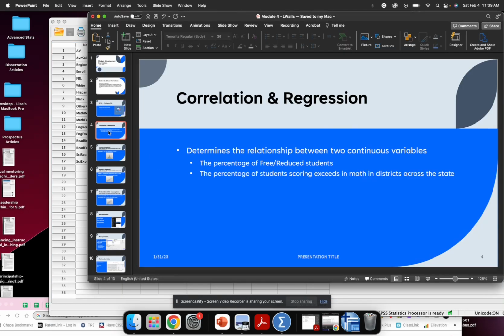So we're using the correlation and regression test. This determines the relationship between two continuous variables. And our variables that we're looking at today are the percentage of free reduced students and the percentage of students scoring exceeds in math in districts across the state.